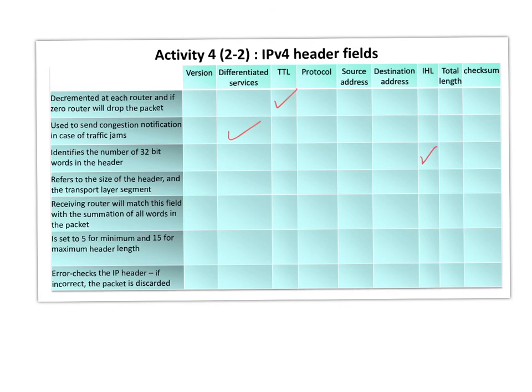Refers to the size of the header and the transport layer segment. Total length, right? The receiving router will match this field with the summation of all words in the packet. That's the checksum, right? Is set to 5 for minimum and 15 for maximum header length. That's IHL, obviously. And the error check of the IP header: if incorrect, the packet is discarded.